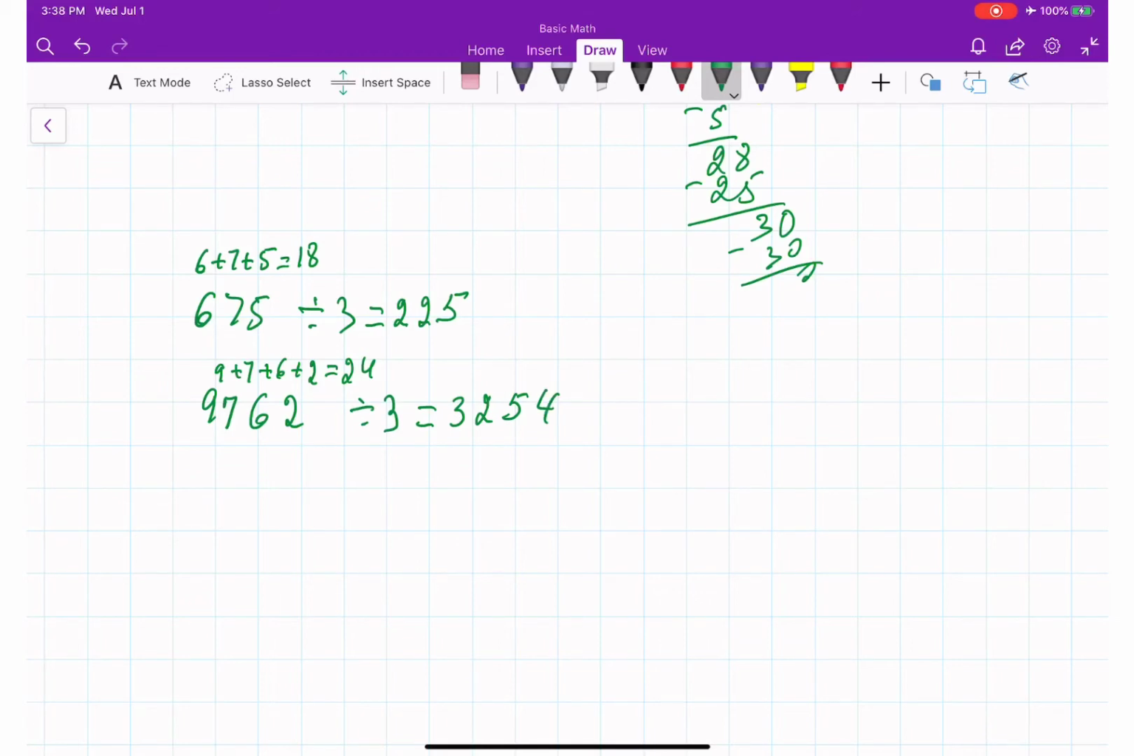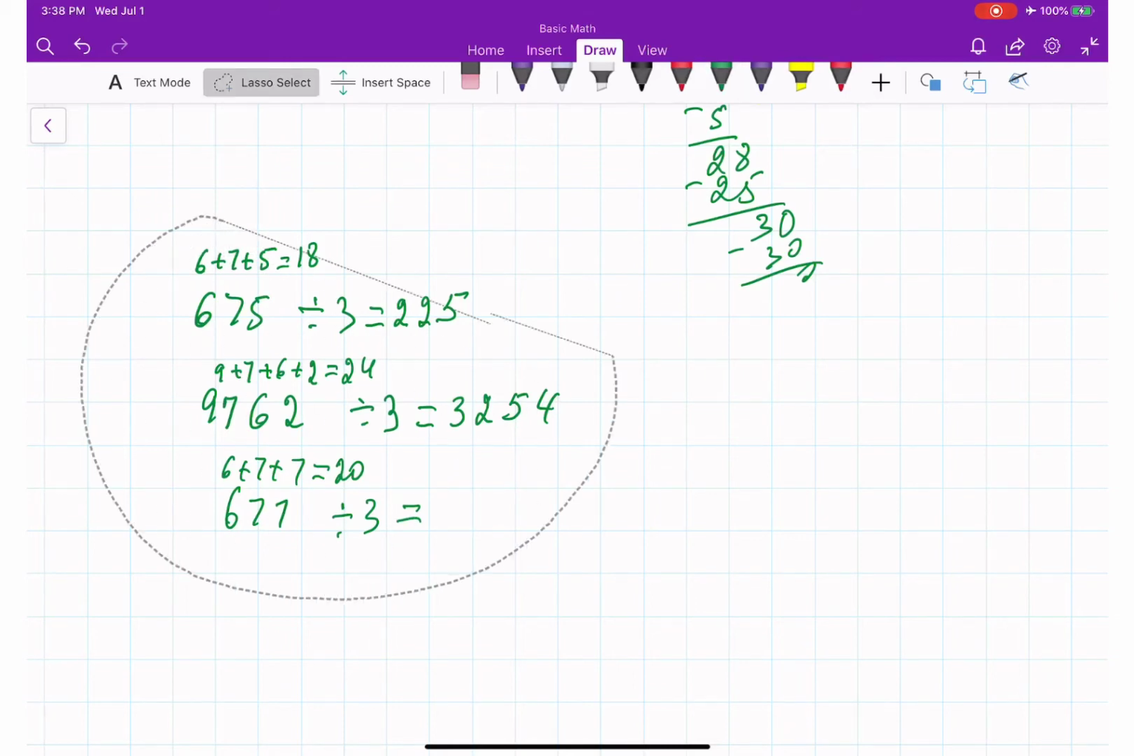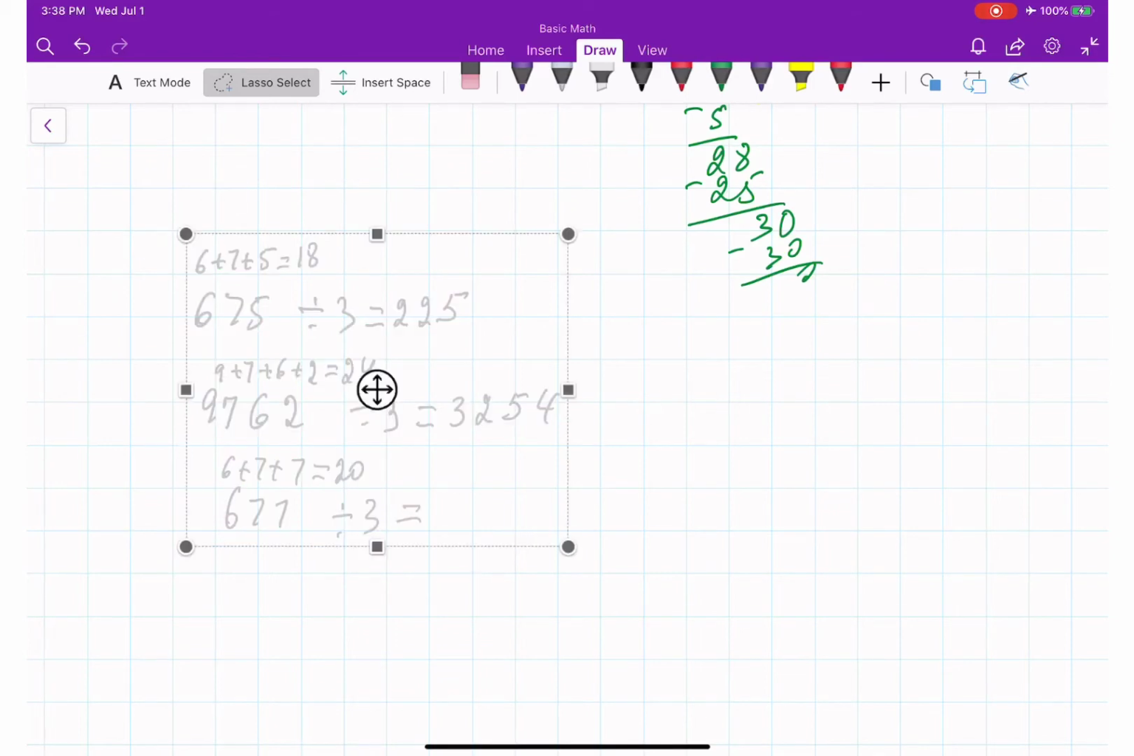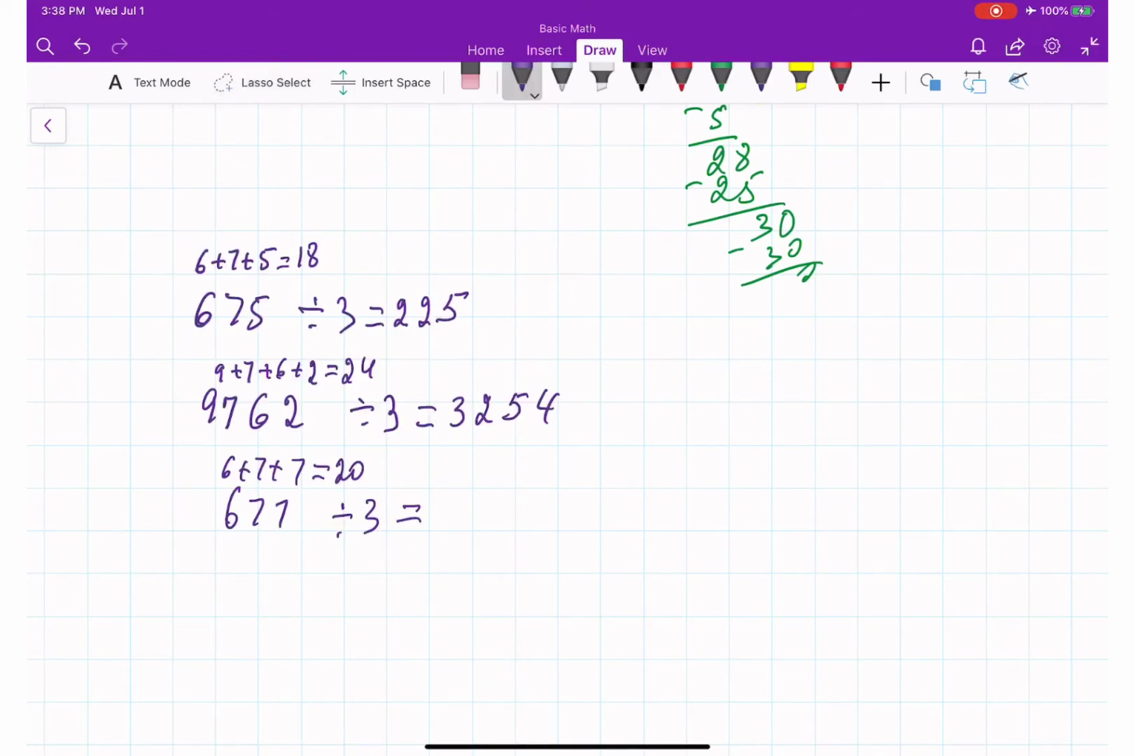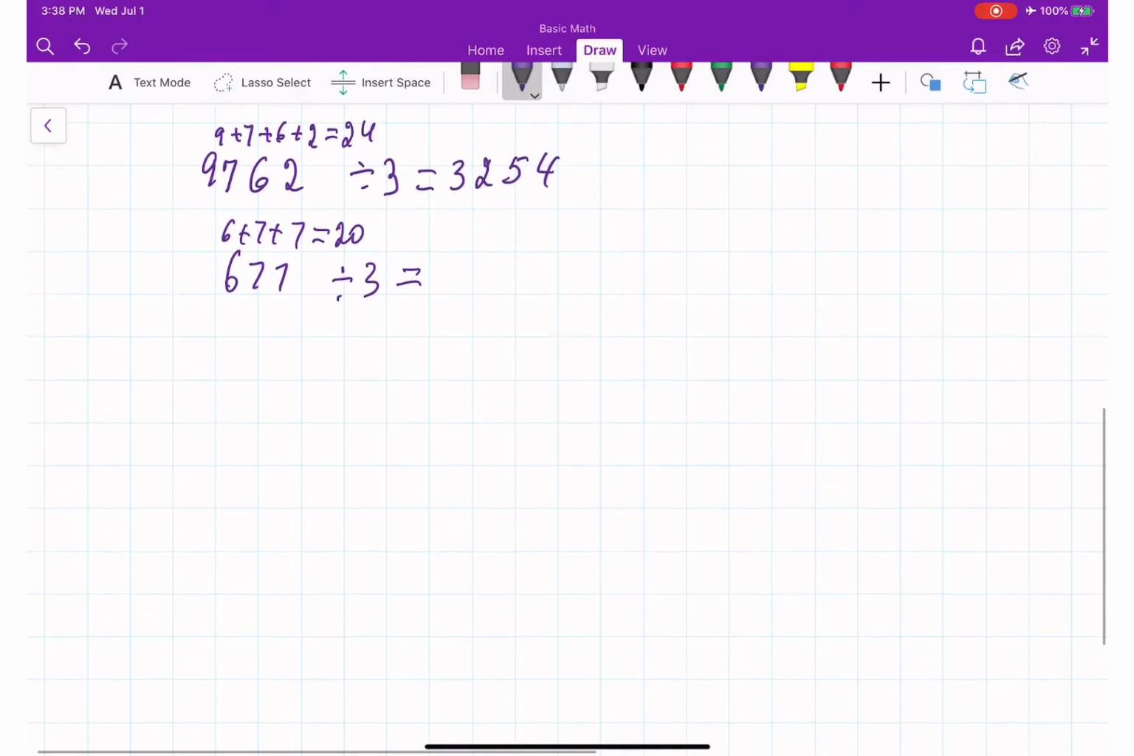Okay, and one more, 677. Let's add it. 6 plus 7 plus 7. So it's going to be 13, and 13 plus 7, 20. Is 20 divisible by 3? No, which means you can divide the rest of your life and you will not get a whole number. Okay? Next.